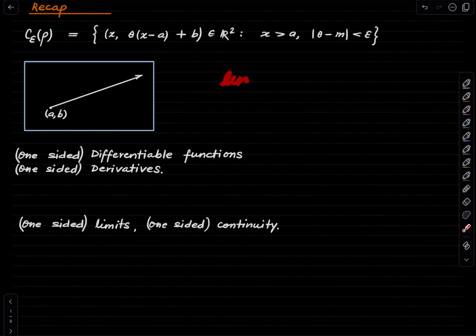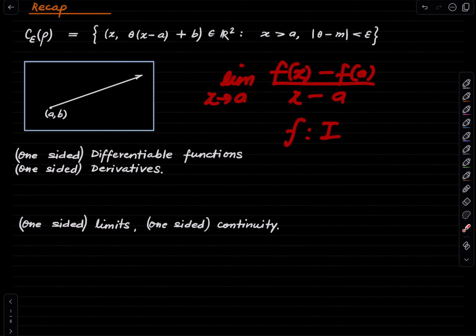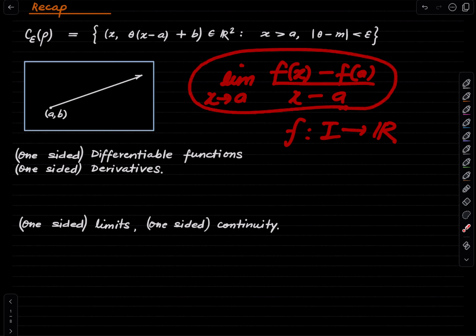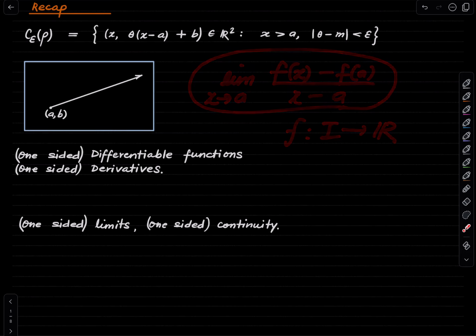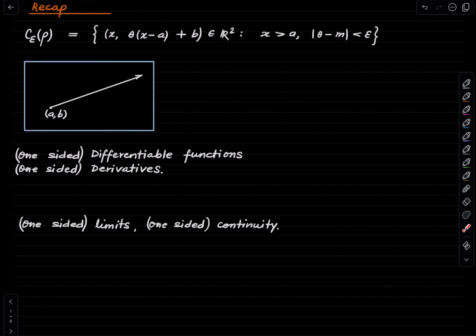It is defined as the limit of a function, f(x) minus f(a) divided by x minus a. So if f is a function from some interval to R, then the derivative at the point a is defined as this limit if it exists. Typically in textbooks, this is how it is done. But we have already given a definition of the derivative using some cones and whatnot. So I will not be recalling all of those details.